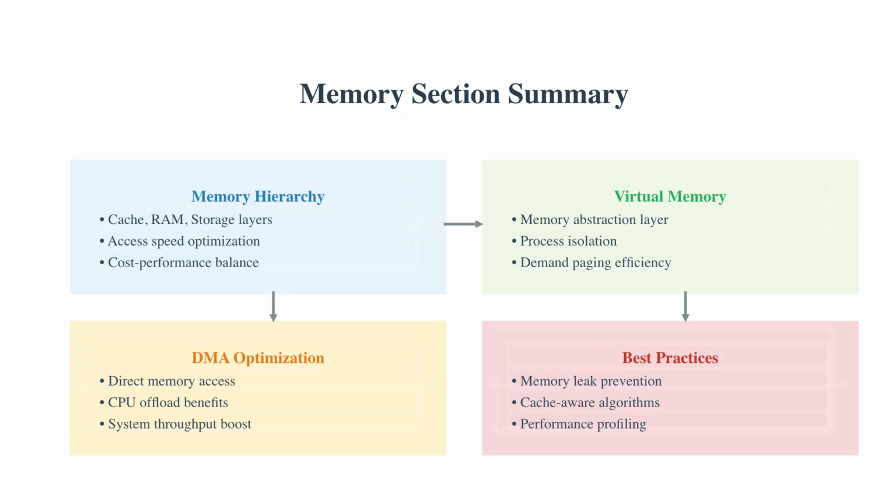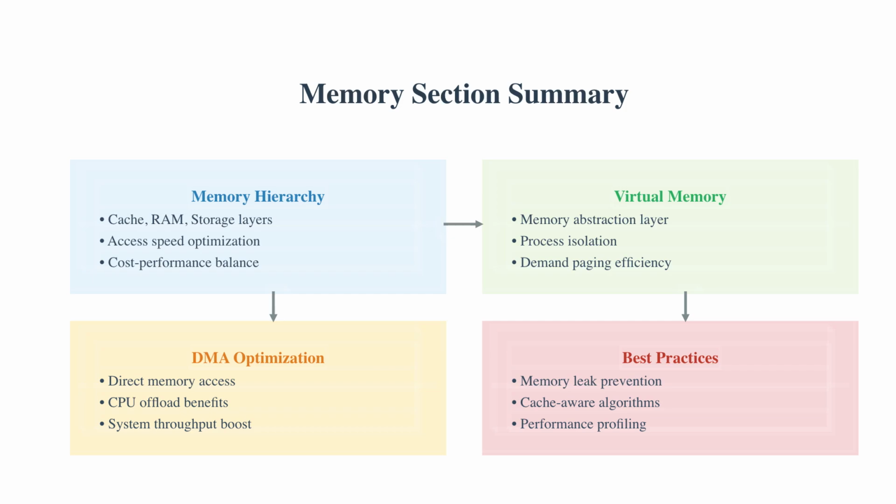Understanding how data flows between these layers and optimizing access patterns is crucial for system performance. We then dove deep into virtual memory, that brilliant abstraction layer that gives each process its own virtual address space. This enables process isolation, memory protection, and efficient memory utilization through techniques like paging and swapping.